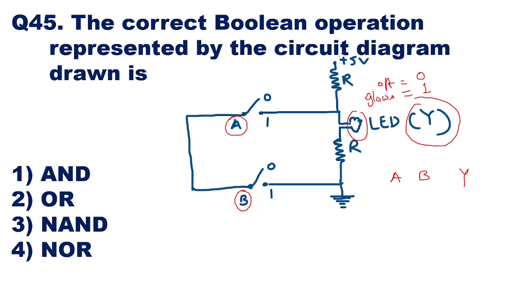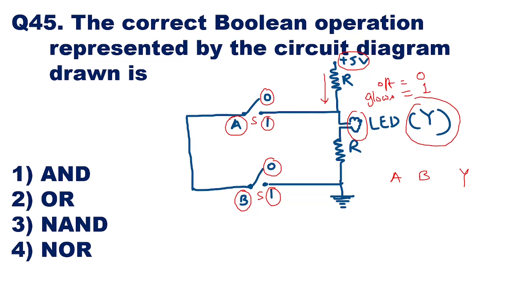Okay, now here you are going to apply a voltage of plus 5 volts. Current is going to flow here. And here we will see this switch of A and this switch of B. If the switch is open, it is taken as logic 0. If the switch is closed, it is taken as logic 1. Even here, when the switch is open, it is taken as logic 0. When the switch is closed, it is taken as logic 1.